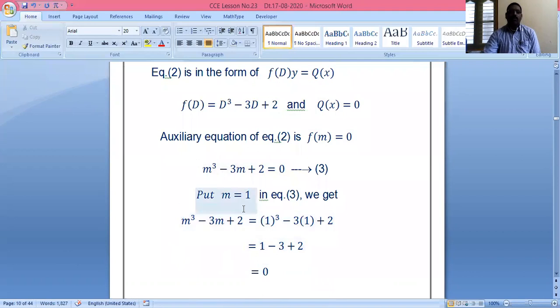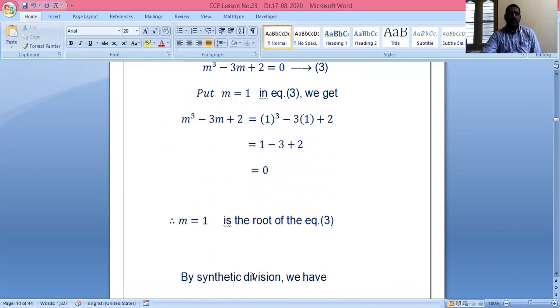Put m is equal to 1 in equation 3, we get m cube minus 3m plus 2 is equal to 1 cube minus 3 into 1 plus 2. That is equal to 1 minus 3 plus 2, which is equal to 3 minus 3 is equal to 0. Therefore, m is equal to 1 is a root of equation 3.